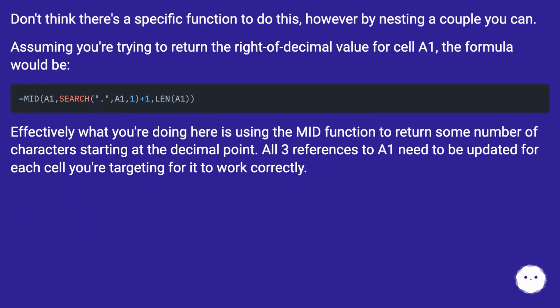I don't think there's a specific function to do this, however by nesting a couple you can. Assuming you're trying to return the right-of-decimal value for cell A1, the formula would be as follows. Effectively what you're doing here is using the MID function to return some number of characters starting at the decimal point. All three references to A1 need to be updated for each cell you're targeting for it to work correctly.